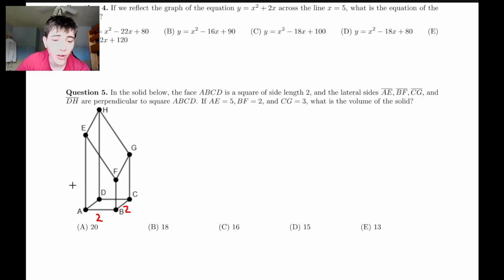And all of these little segments are perpendicular, all these edges are perpendicular, and AE equals 5, BF equals 2, and CG equals 3. What is the volume of this solid? So you might have the idea to take the average of those 4 edges, right? Whatever this other edge is, and average it with all the others to multiply it with the area of the base square to get the volume, and that works.